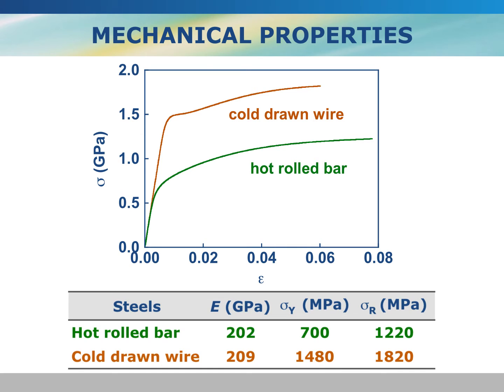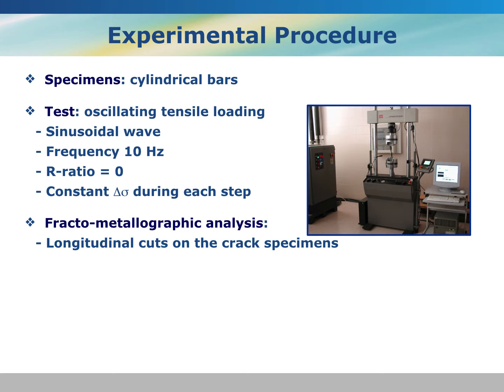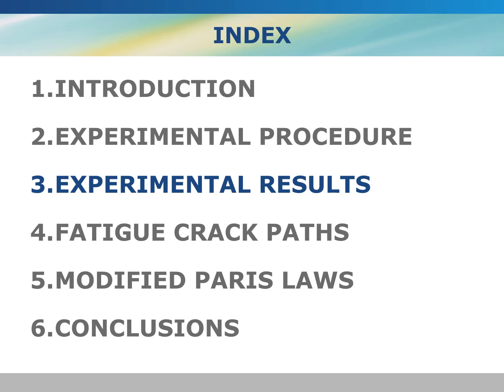Stress strain curve. The hot roll bar has a yield strength of 700 megapascals, and the cold drawn wire, roughly speaking, 1500 megapascals, and the ultimate tensile strength, 1200 megapascals in the hot roll bar and 1800 megapascals in the cold drawn wire. Fatigue tests were performed following the procedure indicated in the slides with 10 Hz of frequency and a ratio R equal to 0. After this, metallographic analysis was performed by scanning electron microscopy.